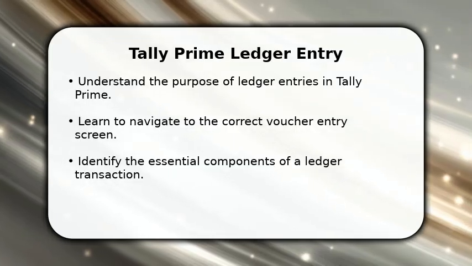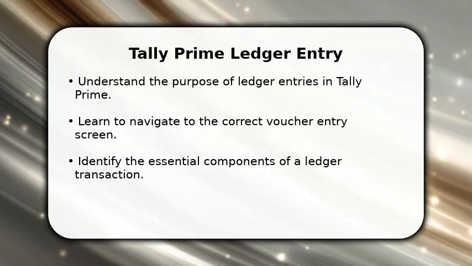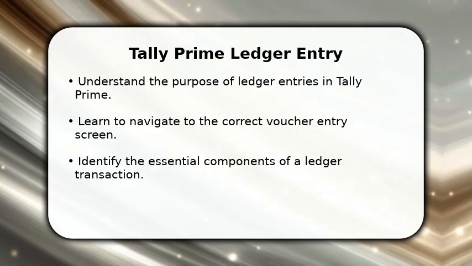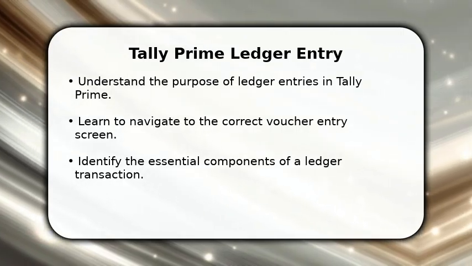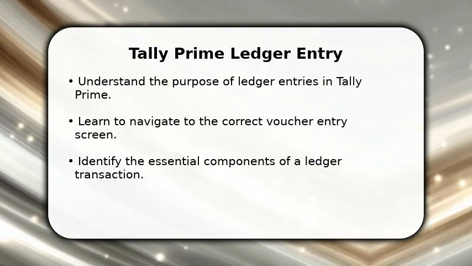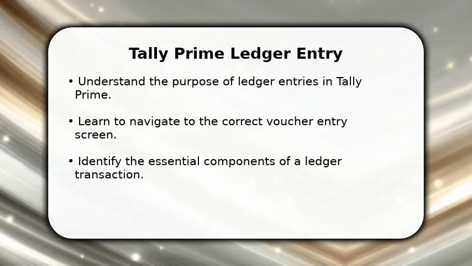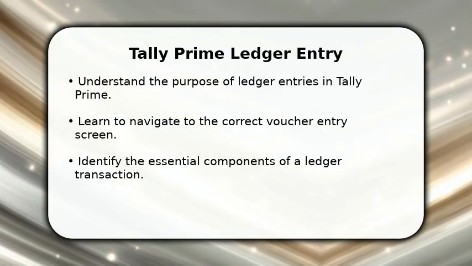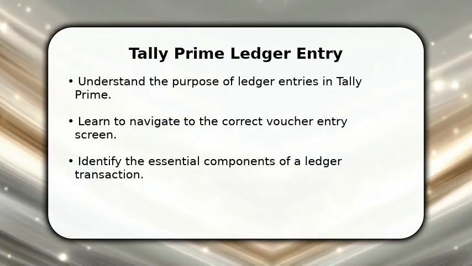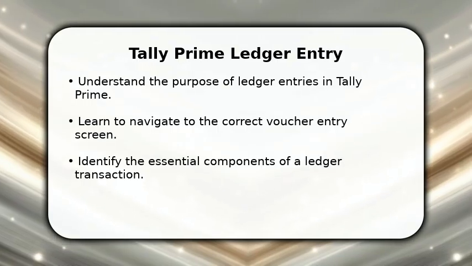In this video, I will explain how to make a ledger entry in Tally Prime. First, open Tally Prime and go to the Gateway of Tally. From there, you'll select Vouchers to begin your entry process. It's crucial to understand that every transaction affects at least 2 accounts following the double entry system. We'll cover how to correctly identify and input these debits and credits for accurate record keeping.